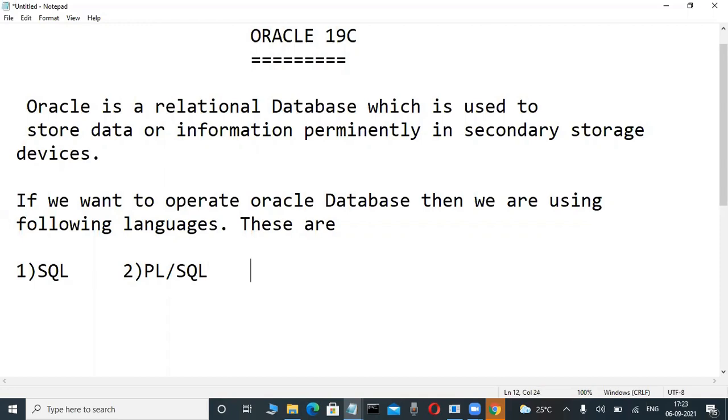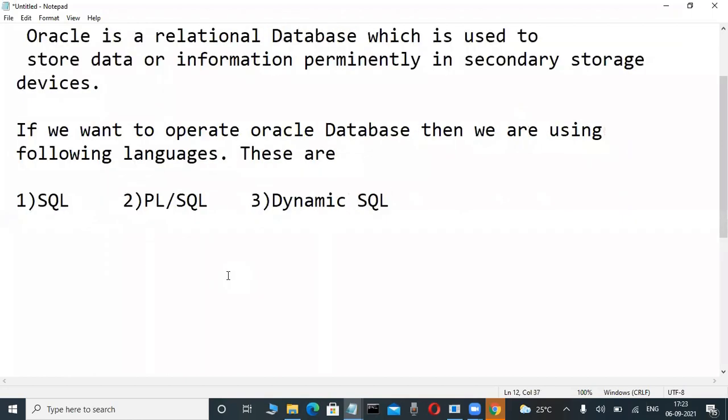Another one is Dynamic SQL. Observe it here. If you want to operate an Oracle database, then we use the following languages: SQL, PLSQL, and Dynamic SQL.